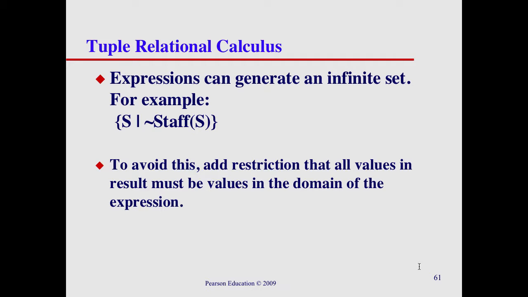And just a few last things. You can't say something like that in the relational calculus because you're saying the set S such that S is not in staff. That would lead to an infinite set of possibilities. So we add the restriction that all values in the result have to be values in the domain of the expression. So in fact, this is the empty set because there is no staff member that is not part of staff. If they were part of staff, they would be in it. So you can't write nonsense like this.